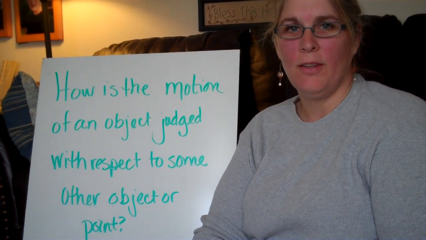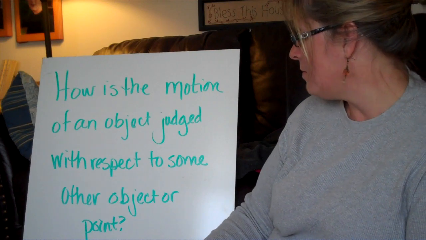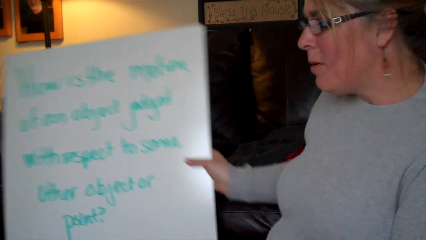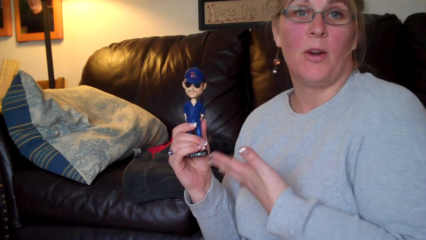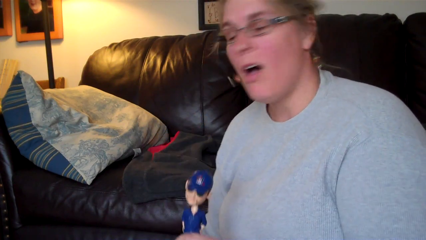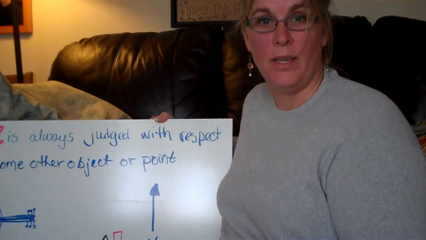All right, today what we're going to be looking at is how the motion of an object is judged with respect to some other object or point. And what I brought for us to look at is my friend Eric Church here, which I don't really know Eric, but I thought since he came to school here, I'd use him. But motion is always judged with respect to some other object or point.